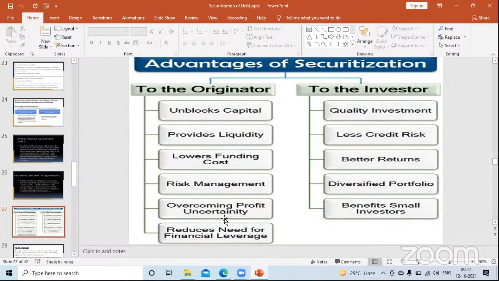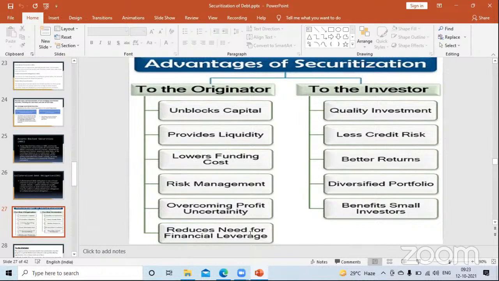Overcoming profit uncertainties. Suppose you are undergoing losses, that problem can be overcome. That problem can be solved. Am I right? If you are suffering losses, you are supposed to sell all your mortgage assets and then you will receive cash. Again, you are able to give loans to the public, and again you are able to receive a huge amount of interest from those loans. So again, there will be profits in the company.